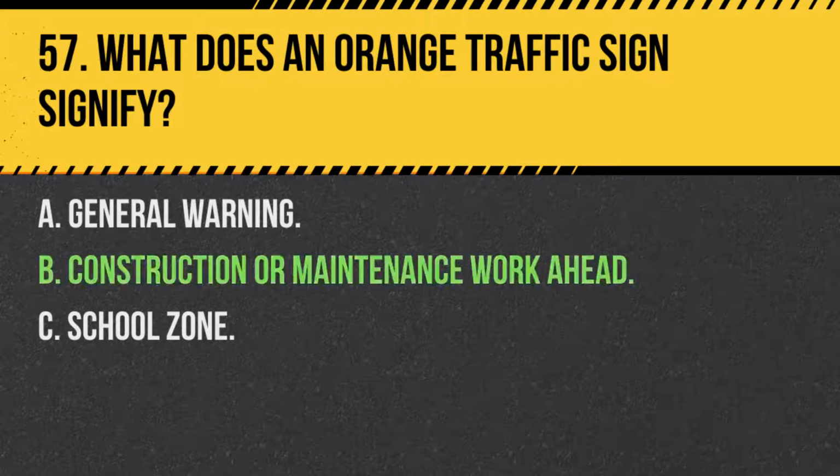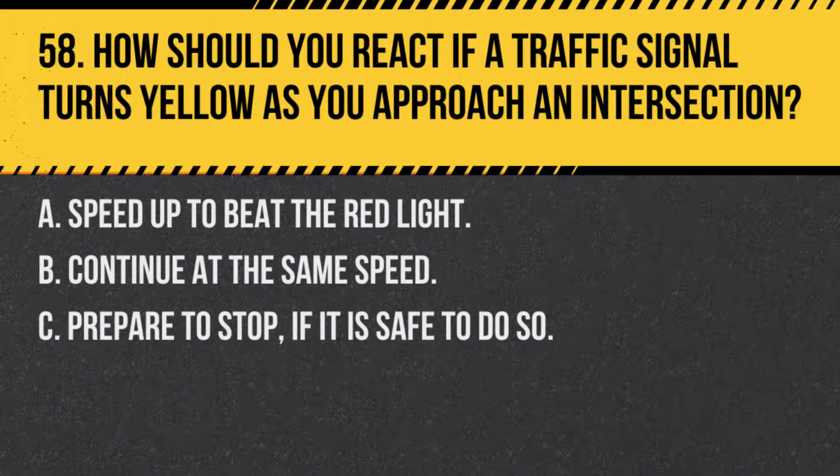Answer. B. Construction or maintenance work ahead. Orange signs are used primarily for temporary traffic conditions. Question 58. How should you react if a traffic signal turns yellow as you approach an intersection? A. Speed up to beat the red light. B. Continue at the same speed. C. Prepare to stop if it is safe to do so.